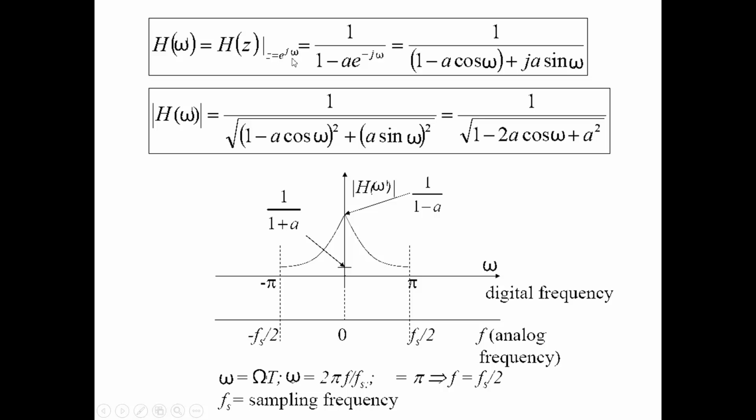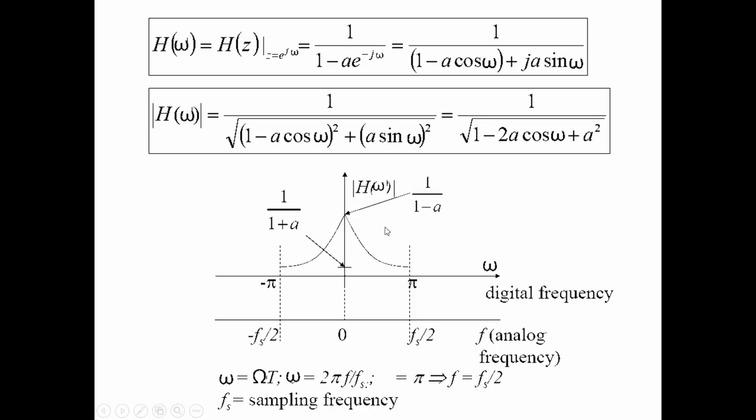If we put e to the power j omega, this will be 1 over 1 minus a e to the power minus j omega. We use Euler's identity here, which is e to the power j theta is equal to cos theta plus j sin theta. So we get this expression. H(omega) is the frequency response of the system, whereas mod H(omega) is the magnitude response. Once we take the mod, the magnitude will be the squares, and then take the under root, and you will use here the identity cos square omega plus sin square omega is equal to 1. So the expression will reduce to this equation.